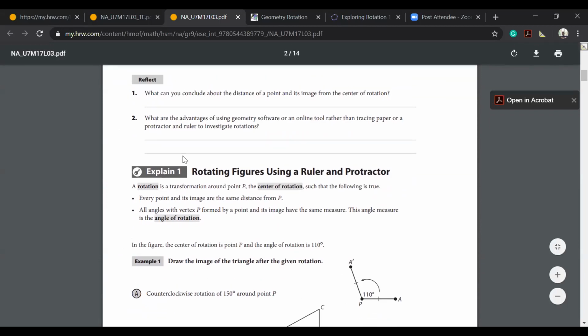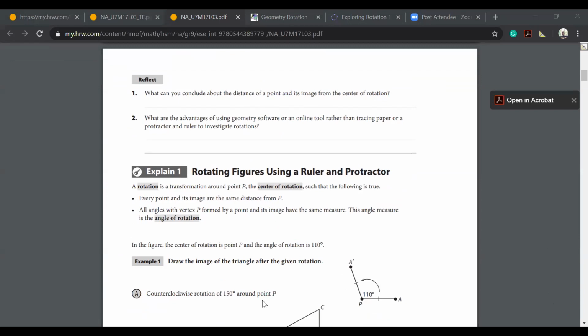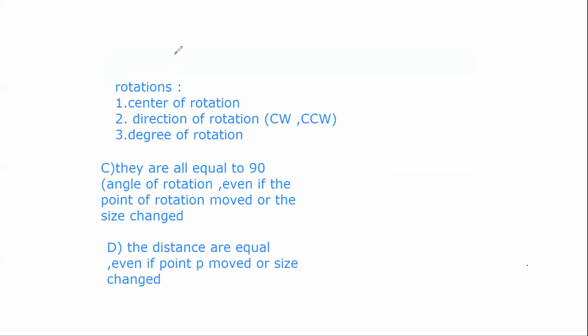Question 1, reflect. What can you conclude about the distance of a point and its image from the center of rotation? The distances are always what? The distances from a point and its image from the center of rotation are always equal, or are always the same. So in question 1, you are going to tell him that they are always equal. The distance is equal. We can write this in here as well. Question 1, the distances are equal. Okay, going back to our book.